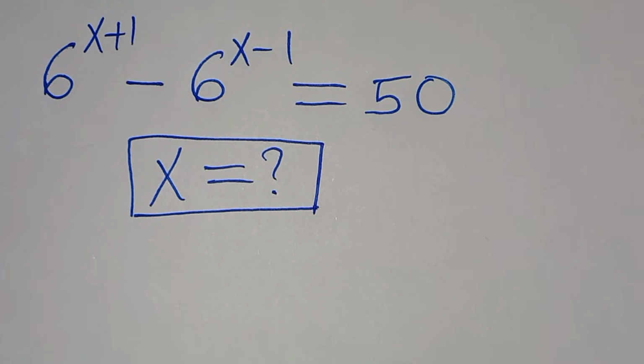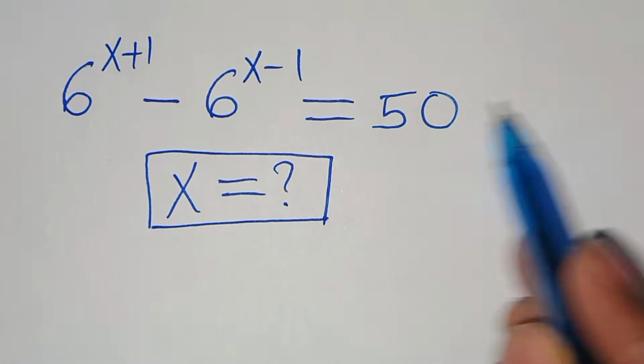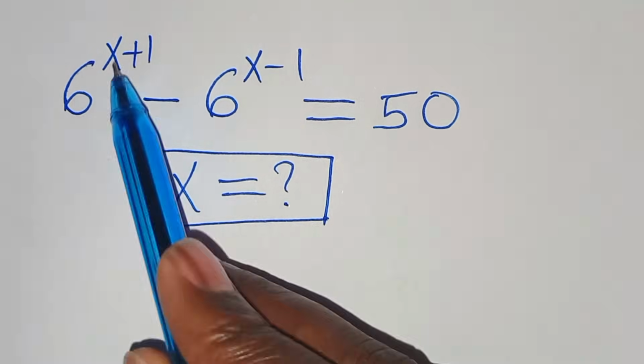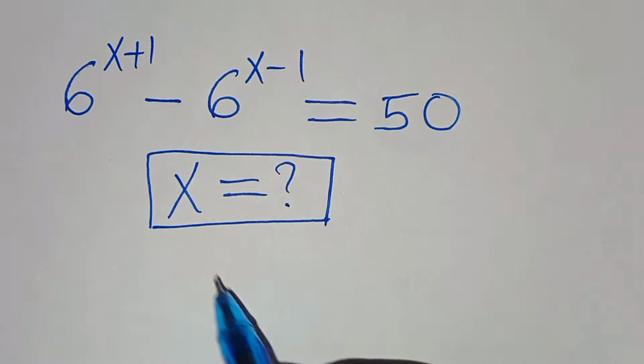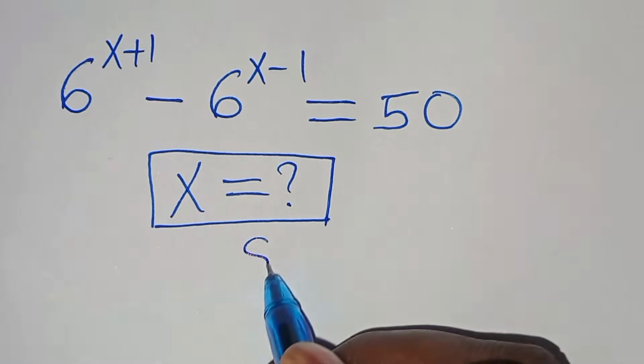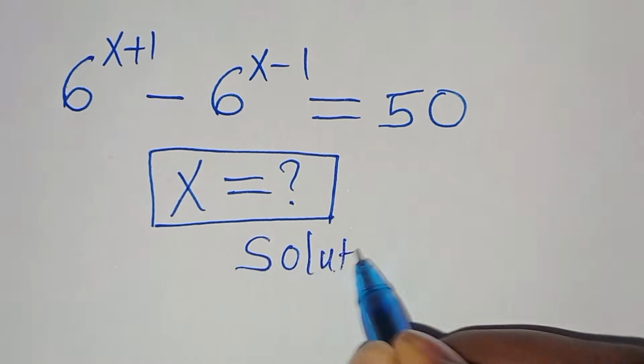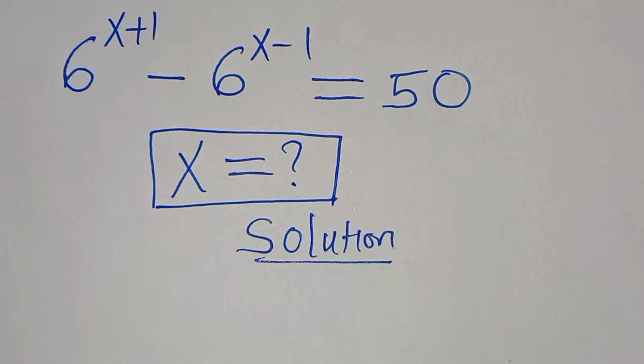Everyone, you're welcome to solve this nice exponential equation here, which is 6 to the power of x plus 1 minus 6 to the power of x minus 1. This is equal to 50. So what is the value of x? Now let's provide a solution from here.